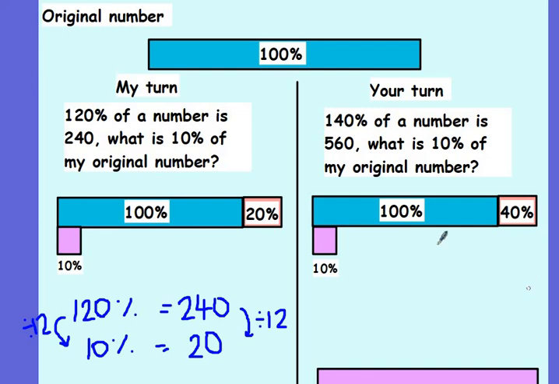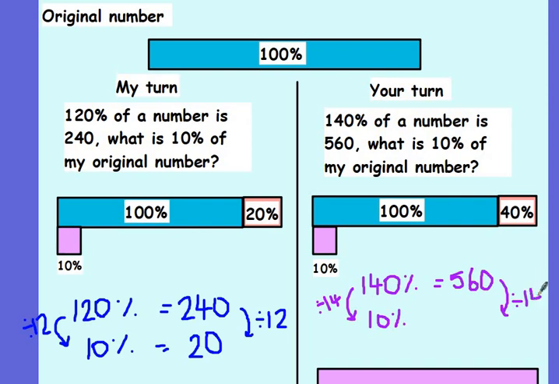Right, let's go through it. So I've now got 100% plus my 40%. So I know that 140% is equal to 560. So if I want to work out what 10% would be, I need to divide it by 14. Divide by 14.